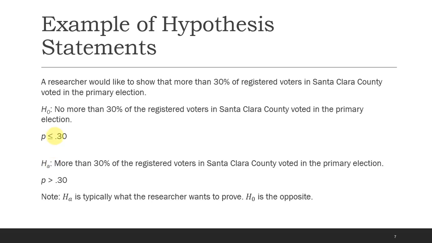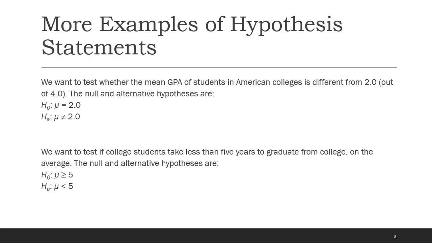And so notice, in terms of notation, now it's opposite signs. In general, this is the structure. Your H sub A is typically what you're trying to prove, and then your H sub naught is typically the opposite. And again, your H sub naught always has that or equal to associated with it. Okay, so let's look at a few more examples.